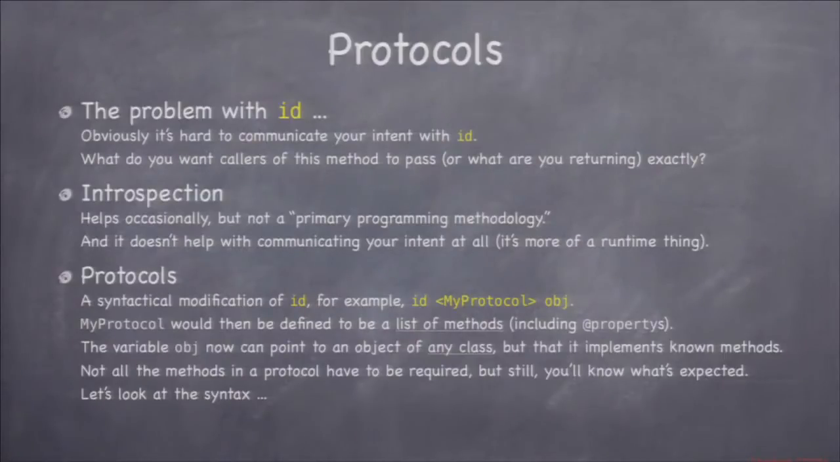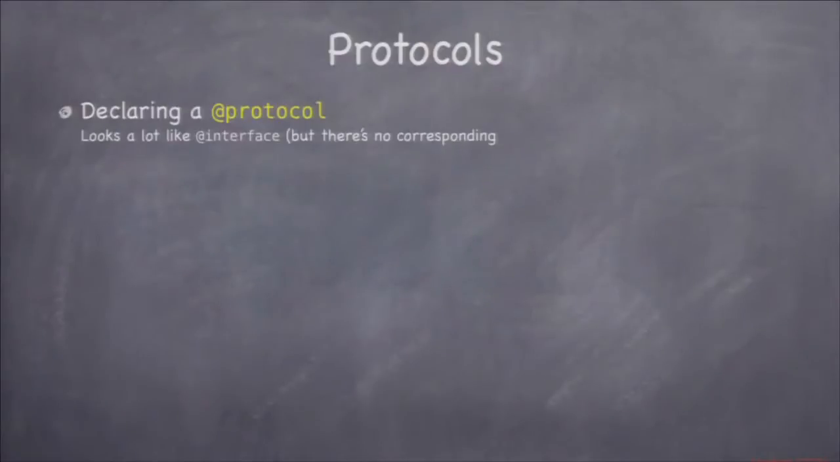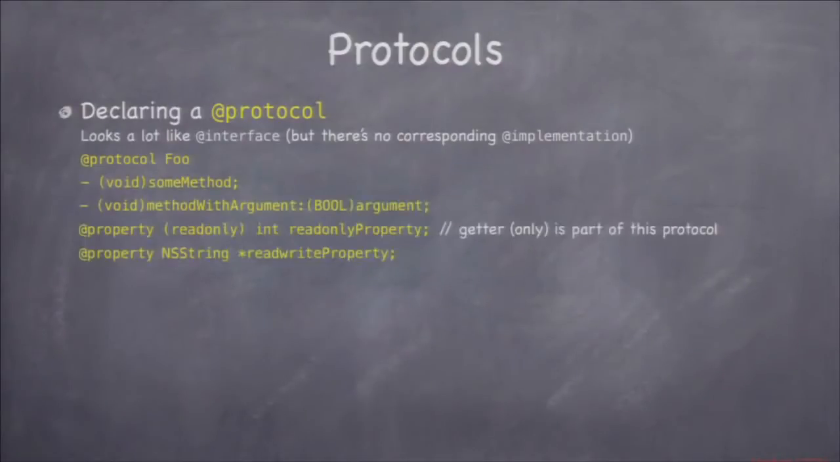And the fundamental part of the syntax is right here, id, angle bracket, protocol, angle bracket, obj. So that's declaring a variable of type obj, which is an id, but it's got this additional little thing, my protocol, which tells the compiler and readers of your code a little bit more. So let's talk about protocols and how this all works. The first thing we're going to talk about is how to declare a protocol.